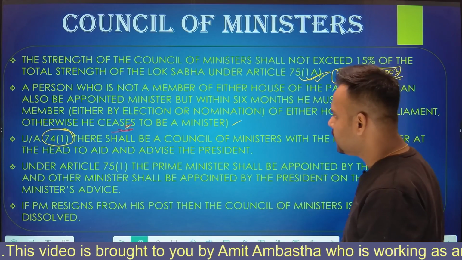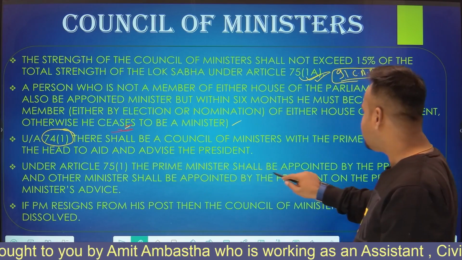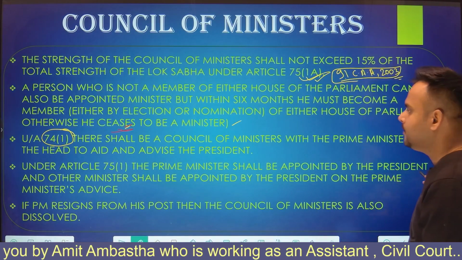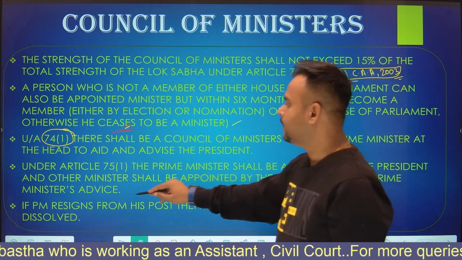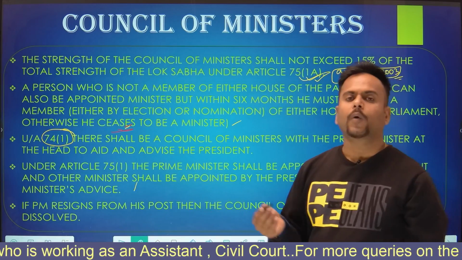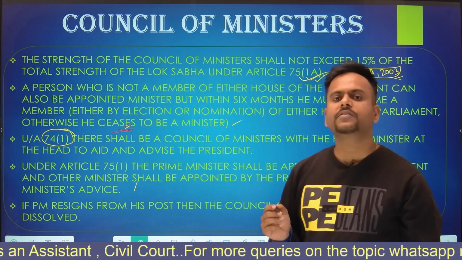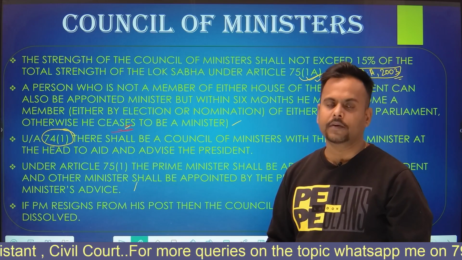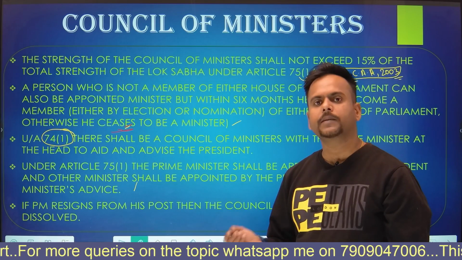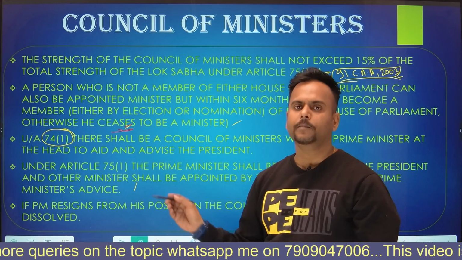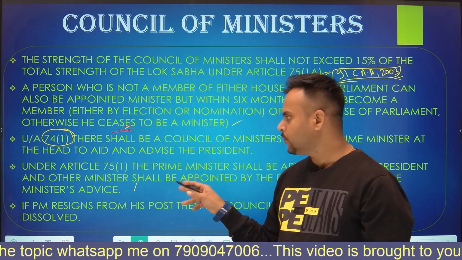Now see the next point. Under Article 75(1), the Prime Minister shall be appointed by the President and other ministers shall be appointed by the President on the Prime Minister's advice. See what Article 75(1) says. It says that the Prime Minister shall be appointed by the President and the other Council of Ministers shall also be appointed by the President, but on the prior advice of the Prime Minister. So this has been written in Article 75(1). It is also very important.